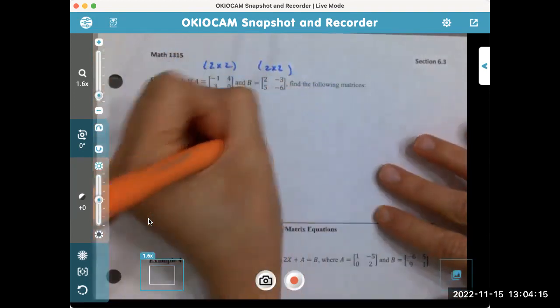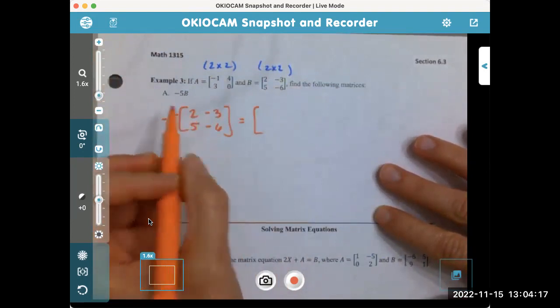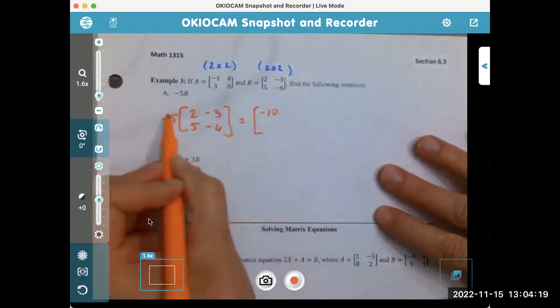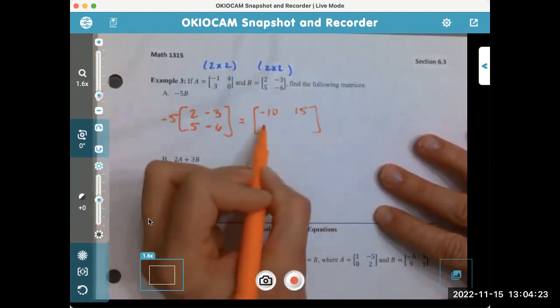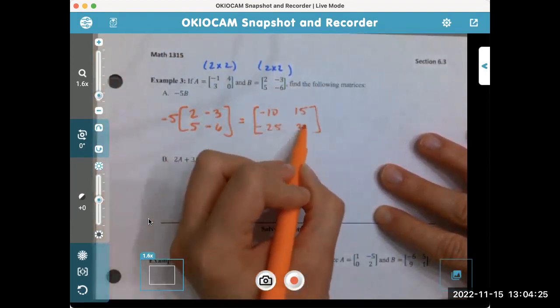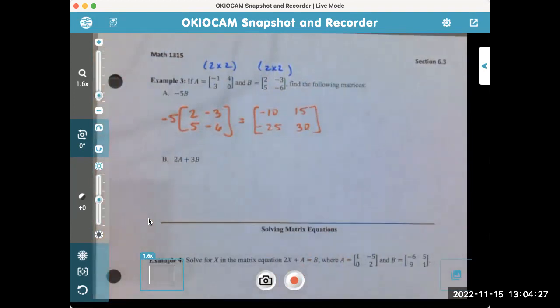Okay, so then we've got -5 times 2 is -10. -5 times -3 is +15. And then what? -25 and +30? Nice. Okay, we're going to keep going.